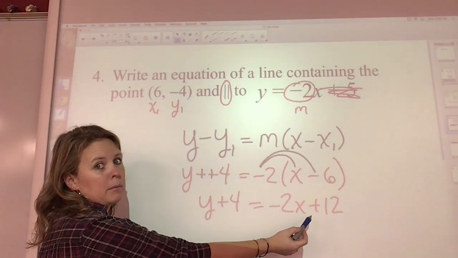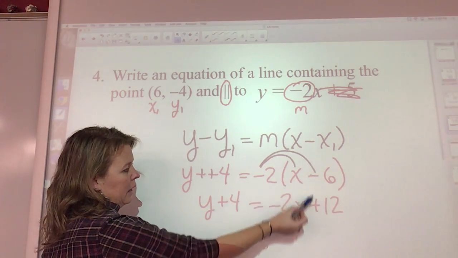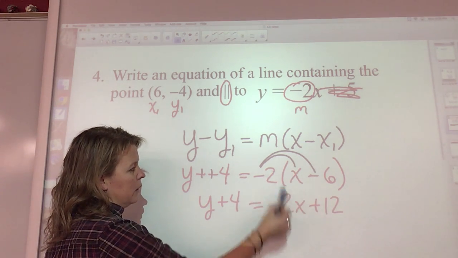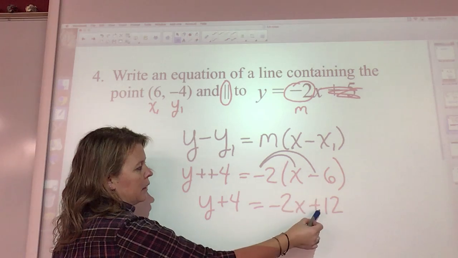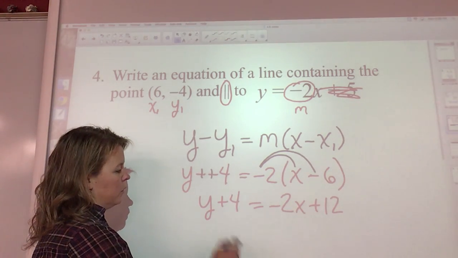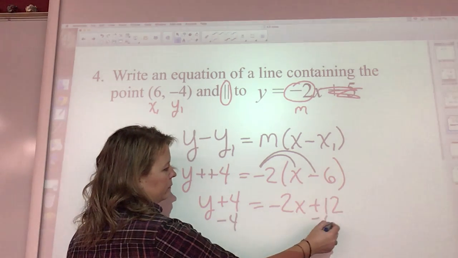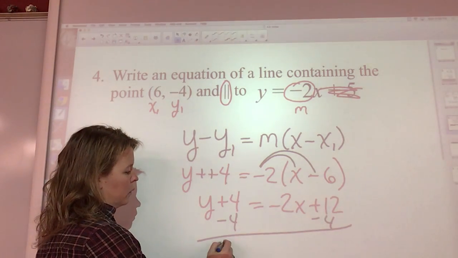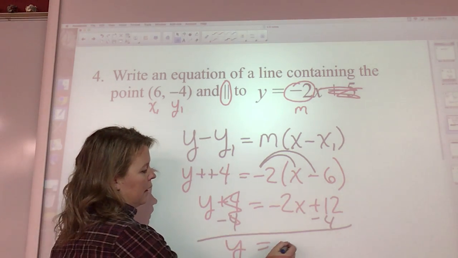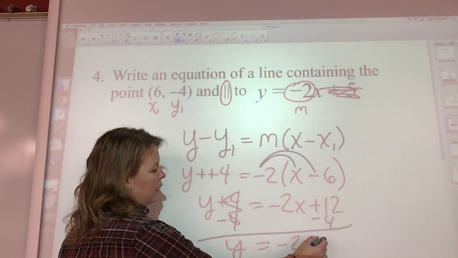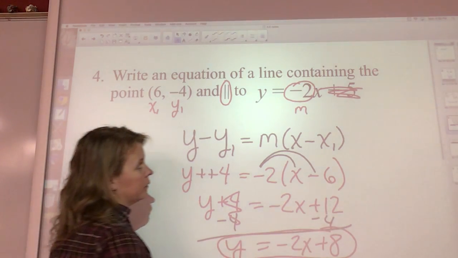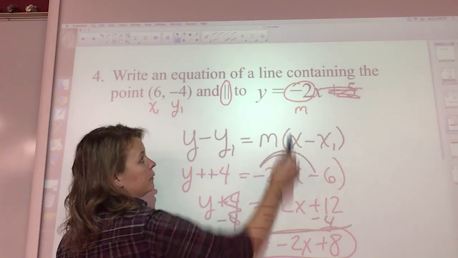By far the most common mistake right there is taking that negative and dropping it down. Nope. Negative 2 times x is negative 2x. Negative 2 times negative 6 is positive 12. Minus 4 from both sides. You're left with y equals negative 2x plus 8. This line is parallel to that line.